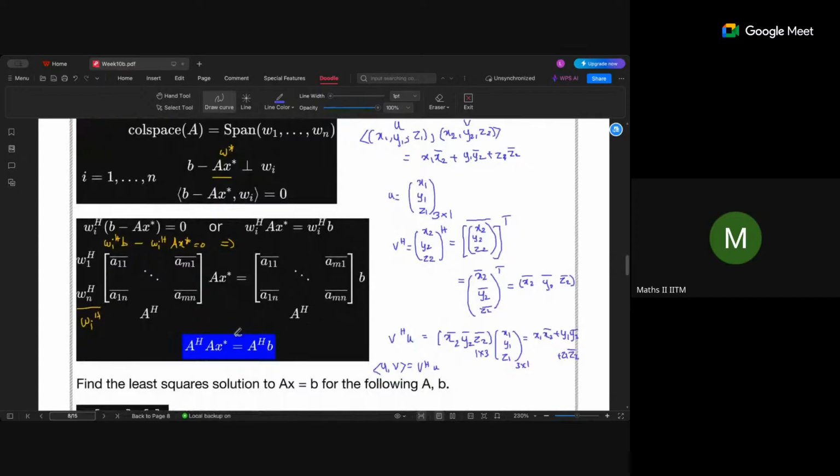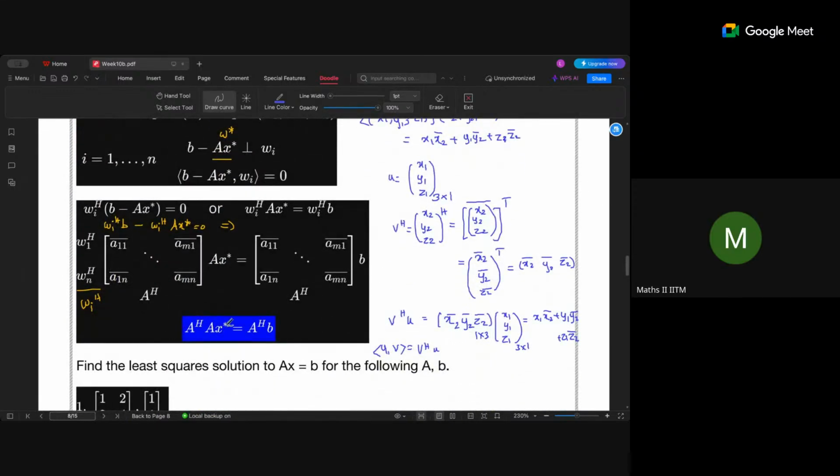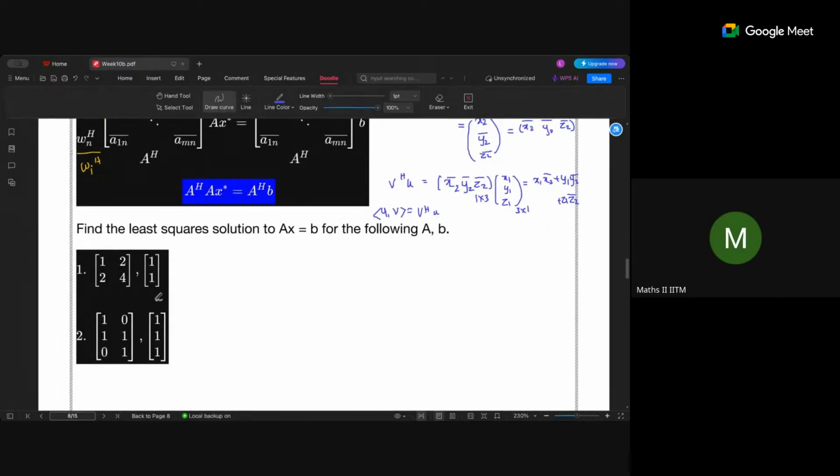Now you have AH A x star equal to AH B. From this expansion, you rewrite them and you get this. Now, instead of solving Ax equal to B, I am going to solve AH A x star equal to AH B. Now I am going to have some examples here. First of all, you have to tell whether they will have a solution or not. If this is A and this is B, will Ax equal to B have a solution? Is 1 comma 1 in the column space of this matrix?